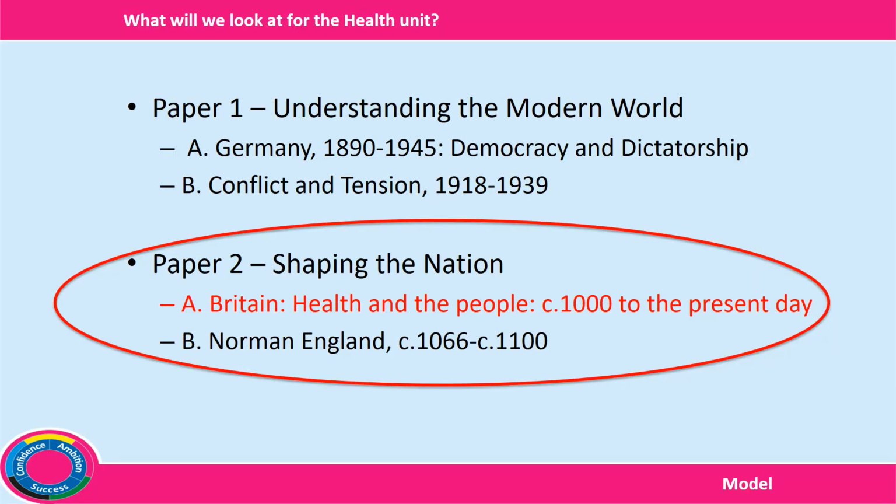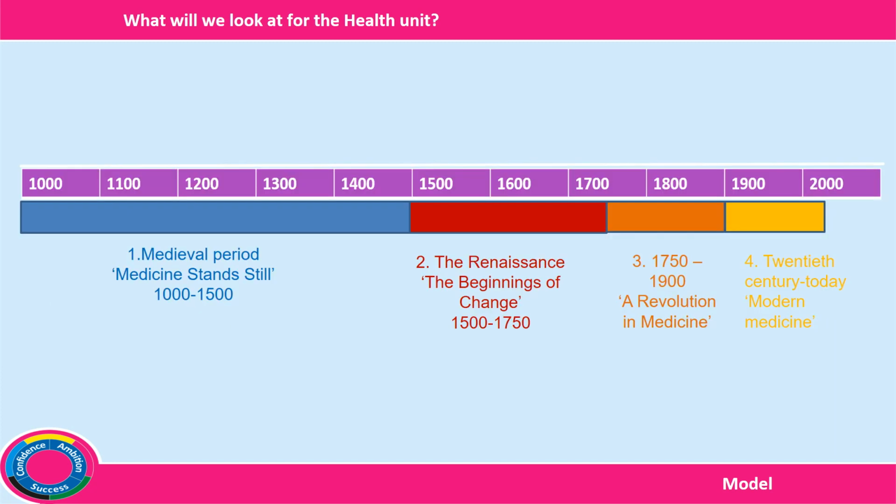Okay, so today we're going to focus in more detail at Paper 2, Unit A, Britain, Health and the People, from 1000 to the present day. So on the health unit, we look at how medicine and people's health had changed and developed since 1000. This means we look at change and continuity and how we came to the medical system we have today. So 1,000 years is a really long time. We need to make sure that we're looking at the bigger picture, spotting themes and patterns, as well as being able to give detail and example.